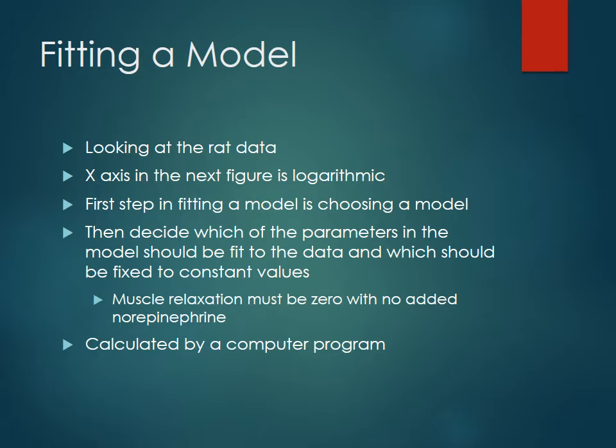So again, the first thing you're going to do is choose a model and then decide which of the parameters in the model should really fit the data and which ones need to be fixed at constant values. That's how we decided that if you have no norepinephrine being administered, you should have no muscle relaxation. That should be your zero point, your baseline. And anything above that, as you increase the norepinephrine concentration, should increase the relaxation. And again, this is all calculated usually by your stats programs.